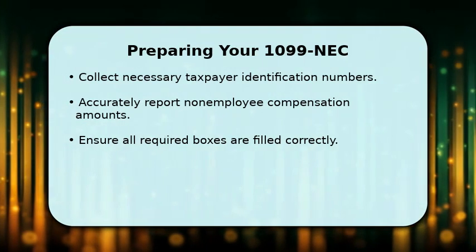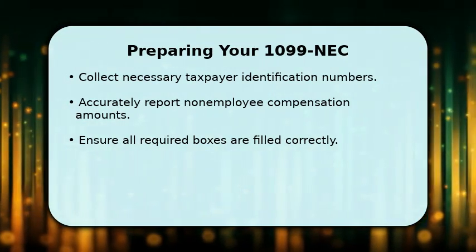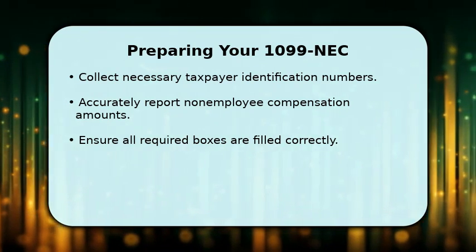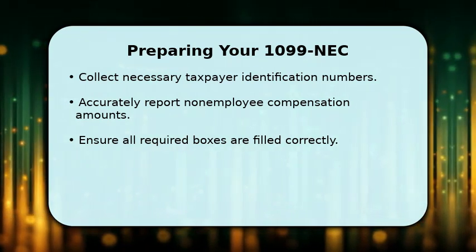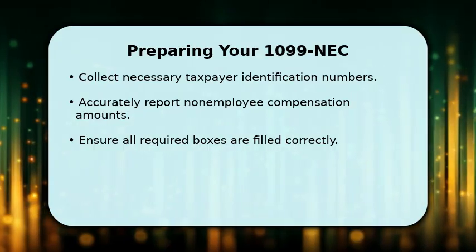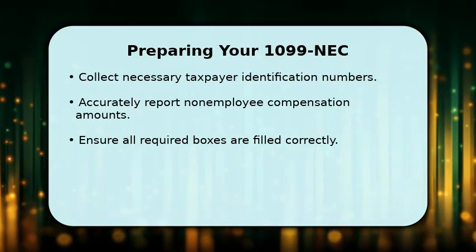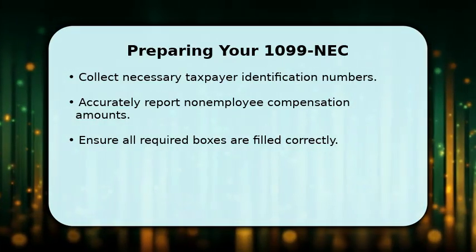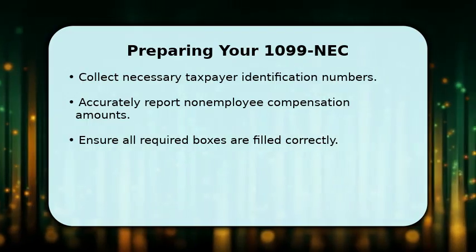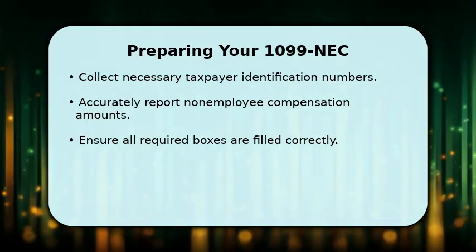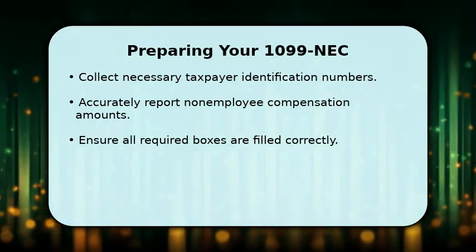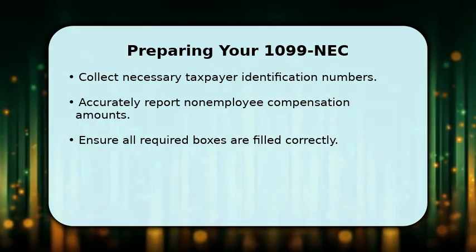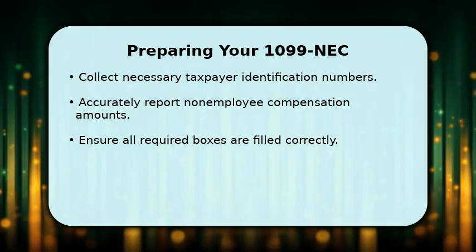Now, let's prepare your Form 1099 NEC. You'll need the recipient's name, address, and taxpayer identification number, usually a social security number or employer identification number. Carefully enter the total non-employee compensation paid in Box 1. Double-check all other boxes for accuracy, including any federal income tax withheld. Precision here is key to avoiding errors and ensuring smooth processing.